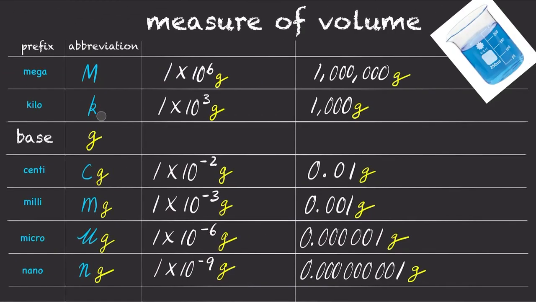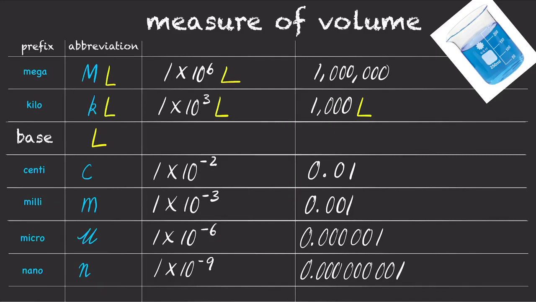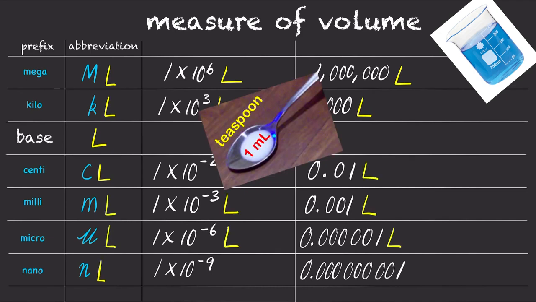When looking at units of volume, the base unit is the liter. This bottle of soda is 1 liter, so 1 kiloliter would be a very big volume. The milliliter is a common unit of volume measured in your laboratory. 1 milliliter is a small amount of liquid, and by definition, 1 milliliter is 1/1,000th of a liter.